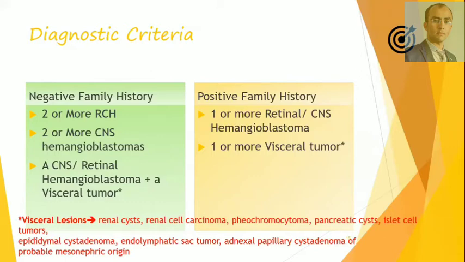In patients with the positive family history, there may be 1 or more retinal or CNS hemangioblastoma, and that is sufficient to satisfy the diagnostic criteria. Or in settings of a positive family history, even a single visceral tumor may be sufficient to diagnose the patient with von Hippel Lindau syndrome. So these visceral lesions include the renal cysts, renal cell carcinomas, the pheochromocytomas, the pancreatic cysts, epididymal cystadenomas, endolymphatic sac tumors, and a few others as well.